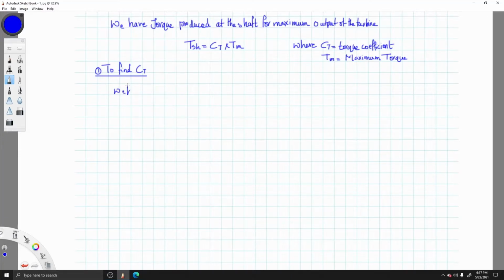We have Ct equal to Cp max divided by lambda, where Cp max equal to power coefficient and lambda equal to tip speed ratio. Here in this above equation, we don't know what is the value of Cp max and we don't know what is the value of lambda. So what we'll do is first we'll find out what is the value of Cp max.